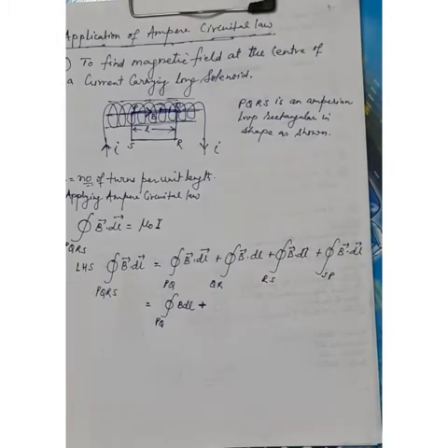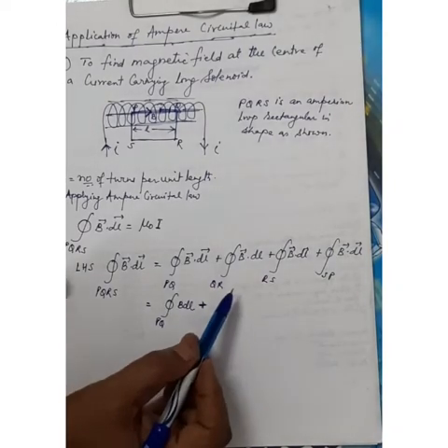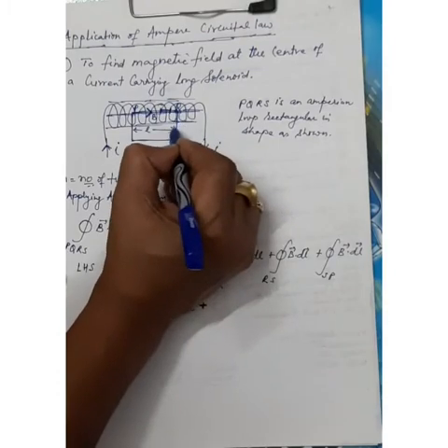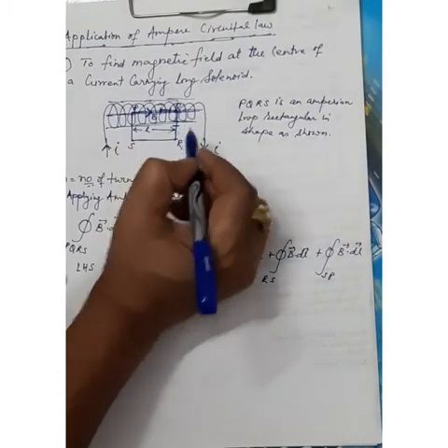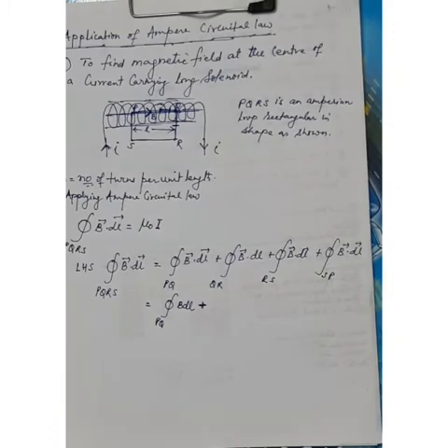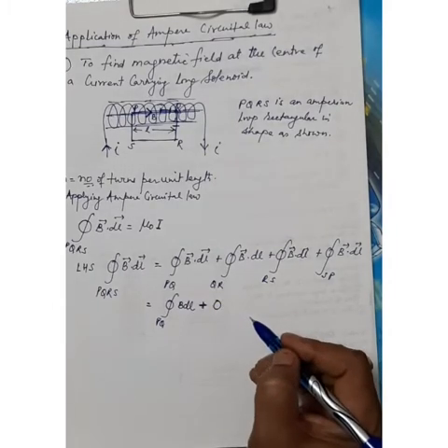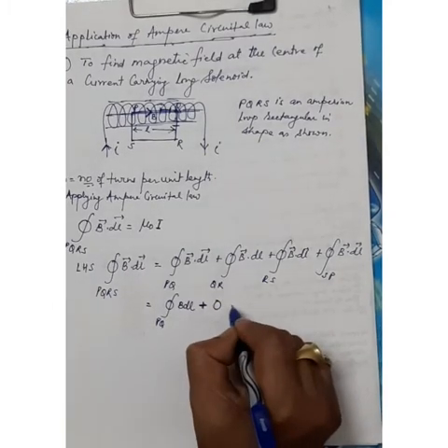Now come to the second part, Q to R. So Q to R, if we take a dl in this line, then B and dl are perpendicular. Then the angle is 90 degree. So B dot dl means B dl cos 90. And what is the value of cos 90? The value of cos 90 is 0. So the second integration will become 0 because of the angle 90 degree. Now come to the third one.